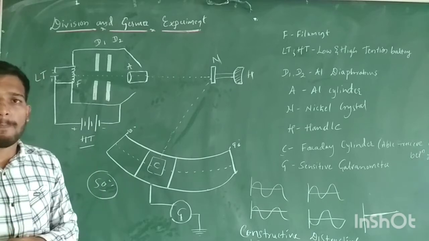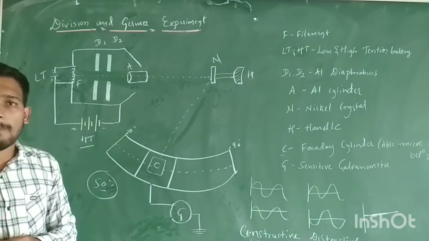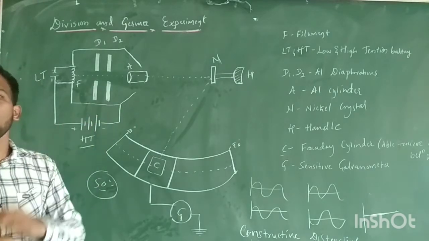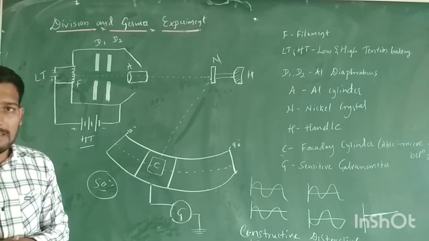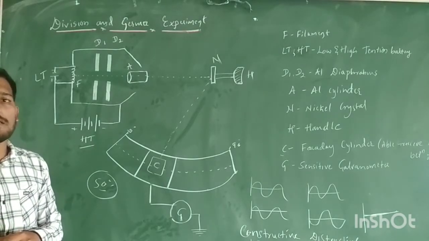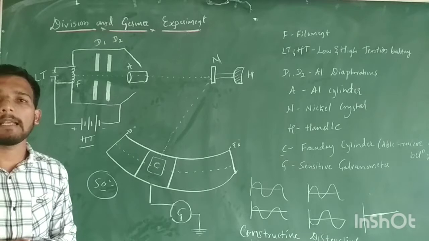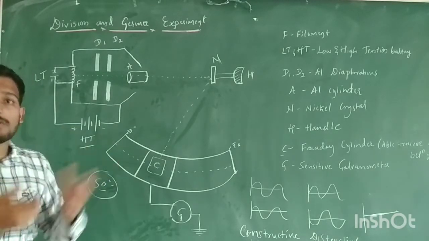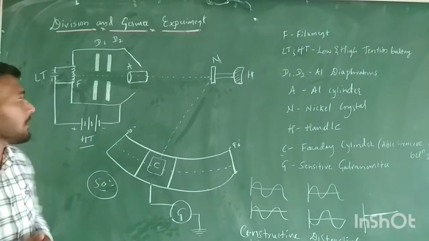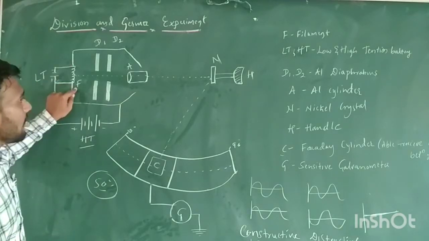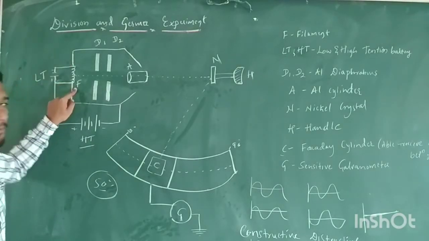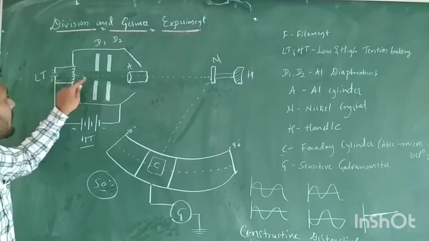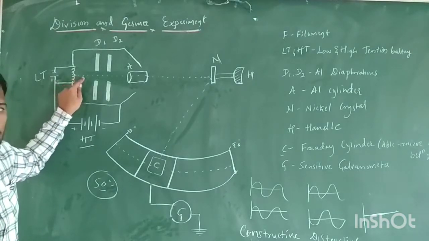For example, consider a bulb with a tungsten filament. Tungsten has a very high melting point, and that is why it gives output as light. So here we use the filament F, and this filament produces the electrons.